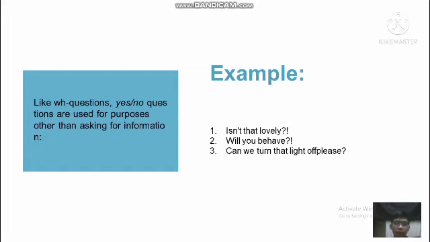And a courteous request is in number three. Can we turn that light off, please? So that is an example of a courteous request. These are examples of yes or no questions.